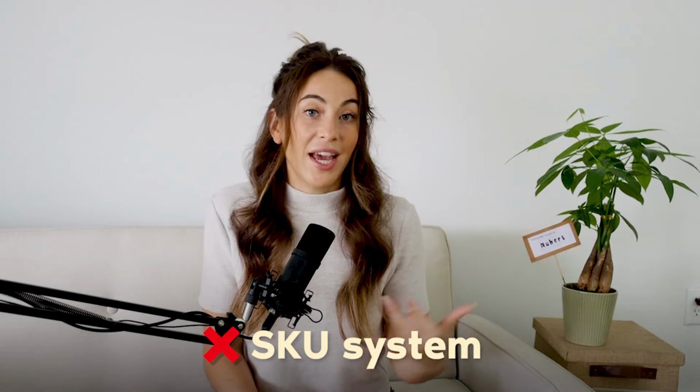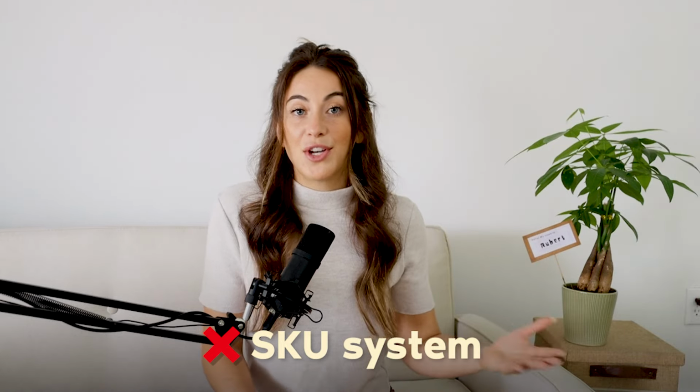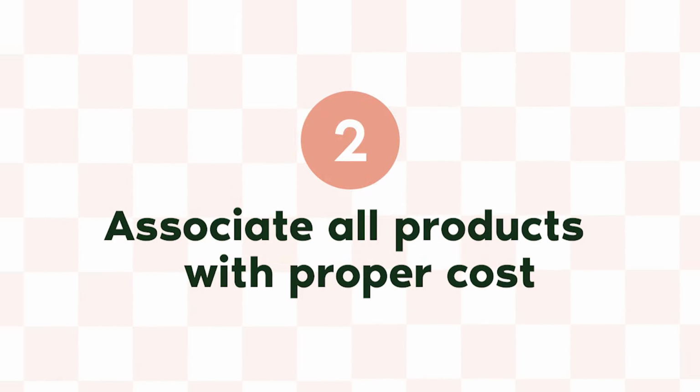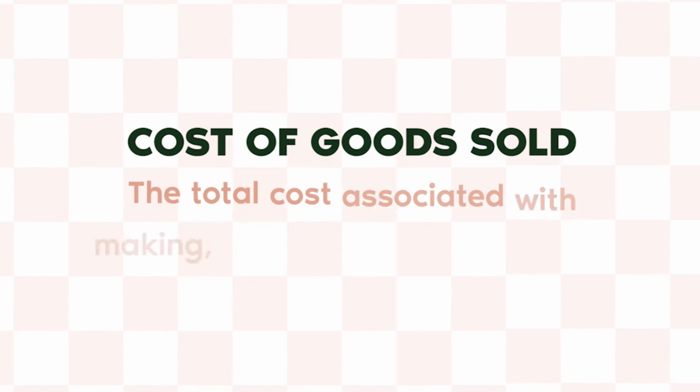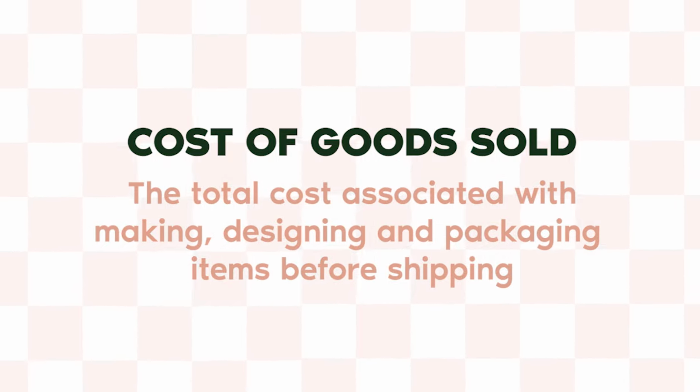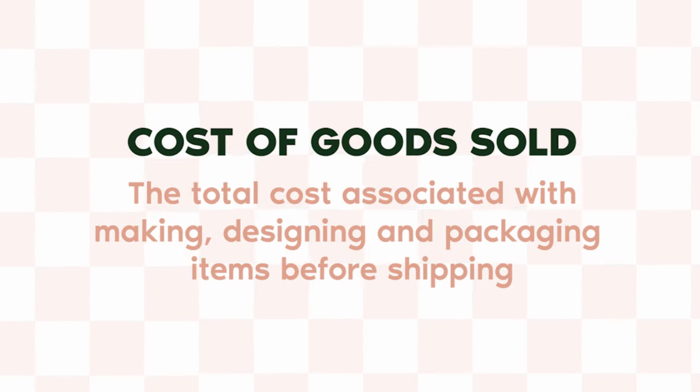But again, a SKU system is really vital to doing this properly. But let's pretend that you don't have a SKU system and you don't plan on having a SKU system. So the second thing that you need to do is associate all of your products with their proper cost. There's a line item in business called cost of goods sold, and that's the total cost associated with making, designing, and packaging your item before it ships to the customer.